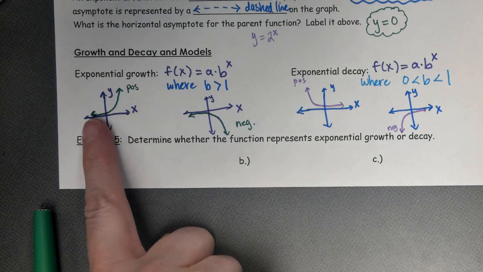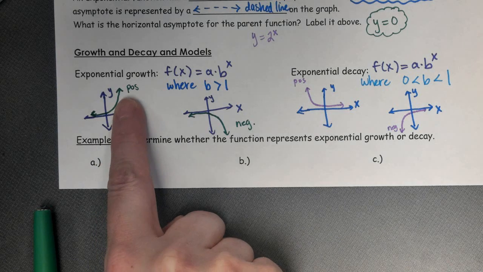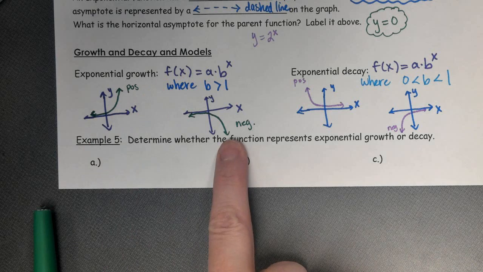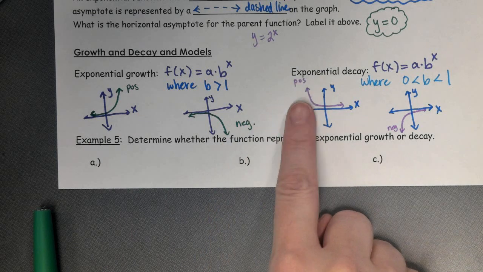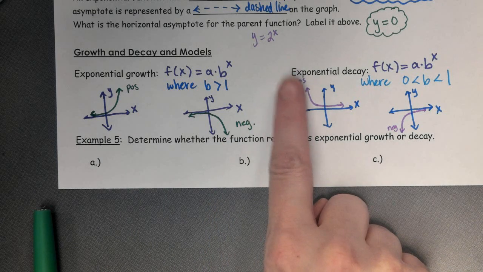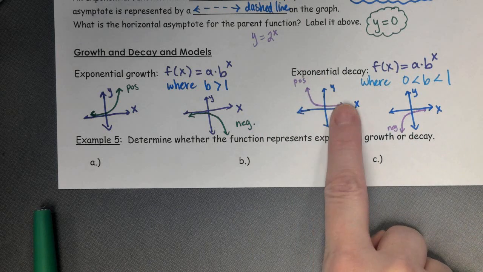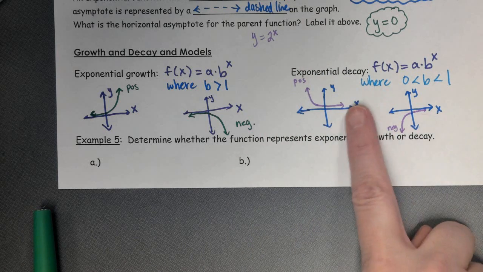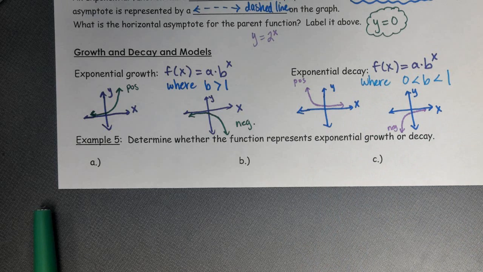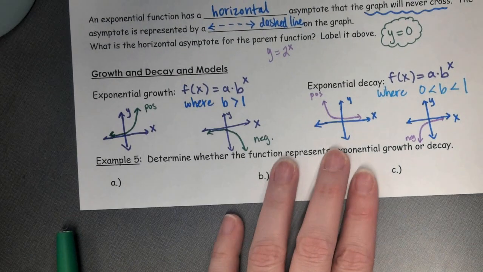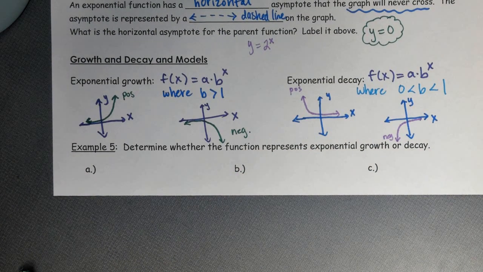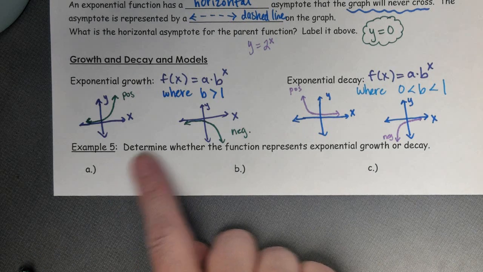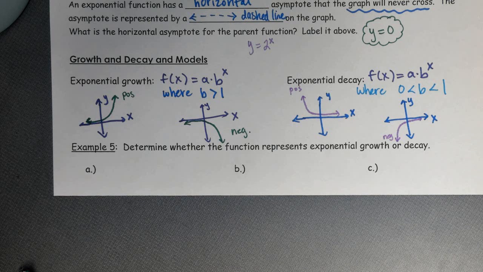Okay, so if you look at growth, it always ends up either going towards infinity or negative infinity. For decay, it always starts at infinity or negative infinity and gets closer and closer to a value. In this case, closer and closer to the x-axis, but it could be a different value just depending on your equation. Okay, so one thing that we're doing today is we're just going to look at the function and determine if it's growth or decay.